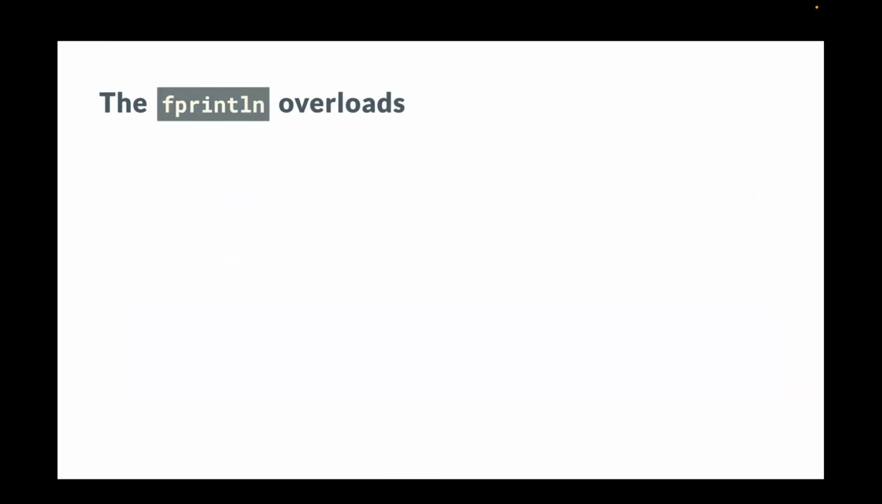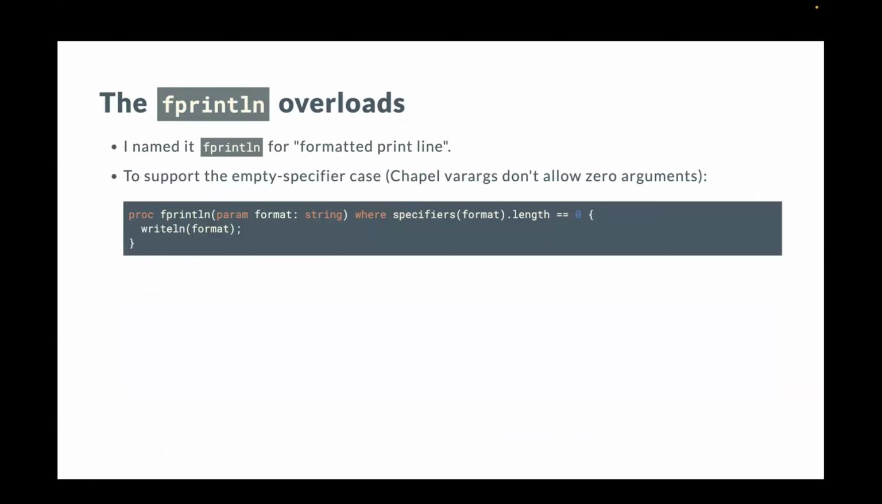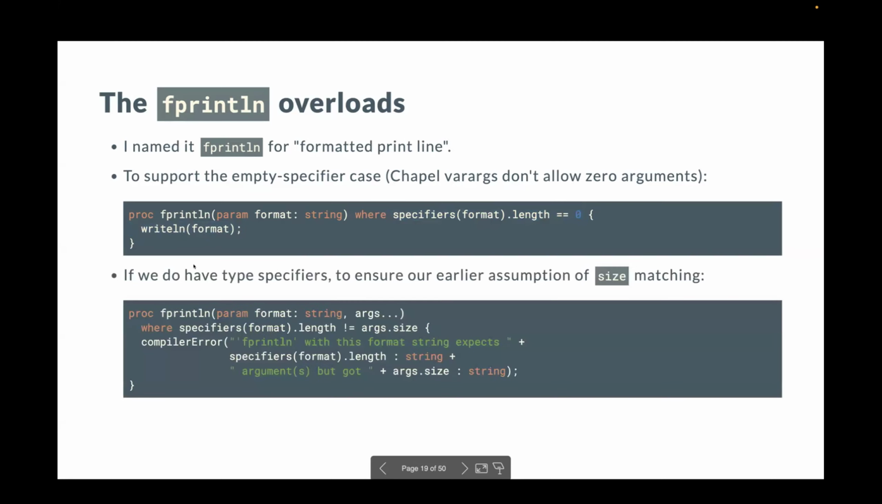All right, now let's look at the various overloads of this function that we need to make it work. I've named it fprintln for formatted print line because to me that's the most consistent name for this function. So like I mentioned, Chapel doesn't support empty variadic arguments or empty tuples. So for that case, we specifically write a non-variadic function that takes a format string and asserts that this string has no format specifiers, because if you're not giving it any arguments, there better not be any %s's or %d's accepted. So here I use a where clause to say the length of the format specifiers is 0. And in this case, we can just print the string.